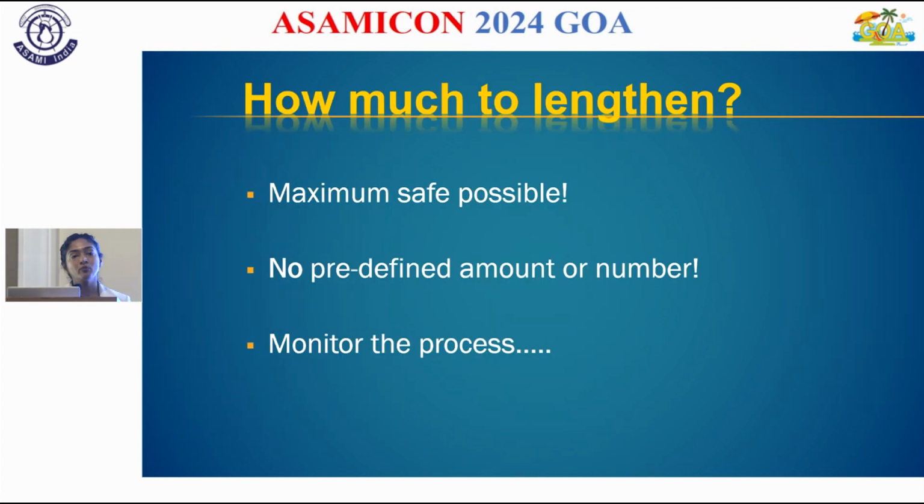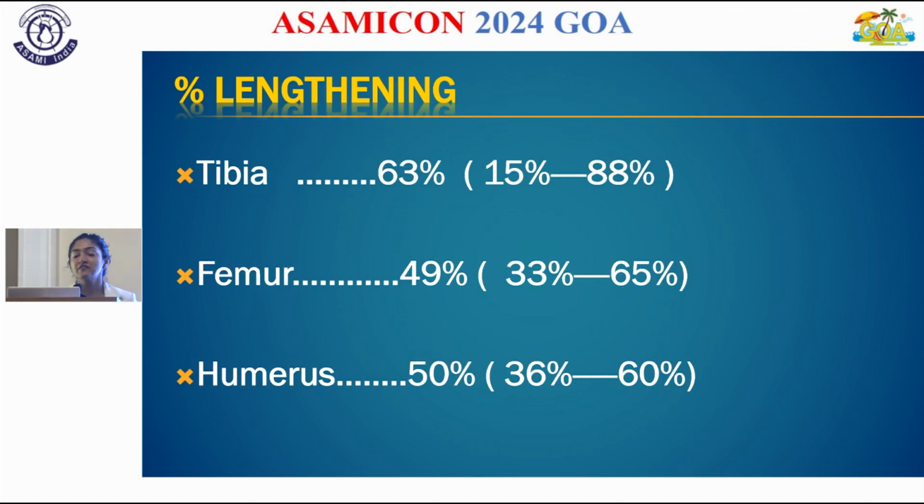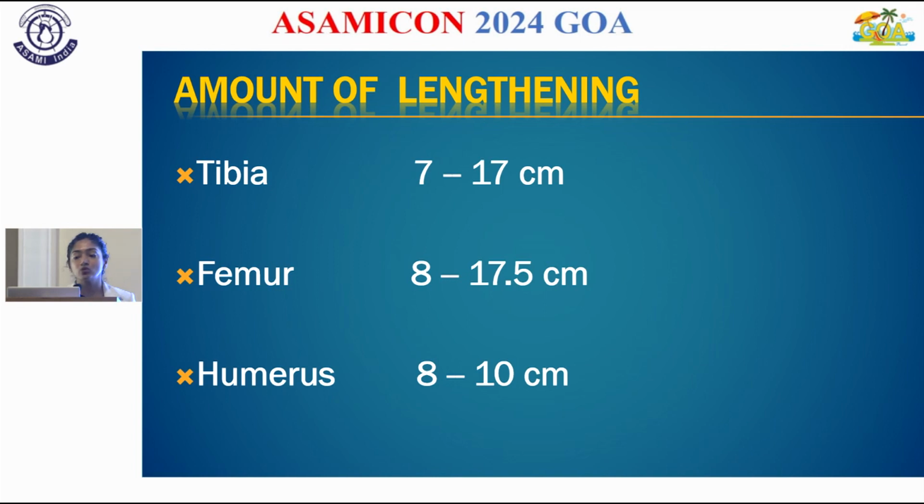So, how much to lengthen is the question. Lengthen the maximum safe possible. There is no predefined amount or number to start with in the mind. Just monitor the entire process and check for nerve and joint function throughout. Sharing our results, we achieved an average of 60% lengthening in the tibia and 50% in the femur and humerus each. These were the amounts of lengthening in a single stage.